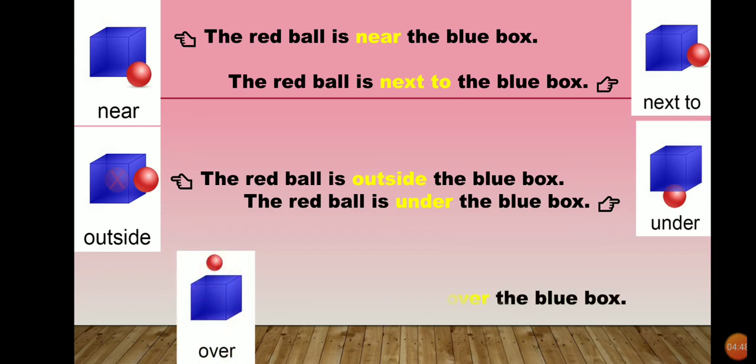Over. The red ball is over the blue box. It means to show the position we use the prepositions like inside, out of, outside, above, below, over, next to, under, between, among, behind, beside, in front of.